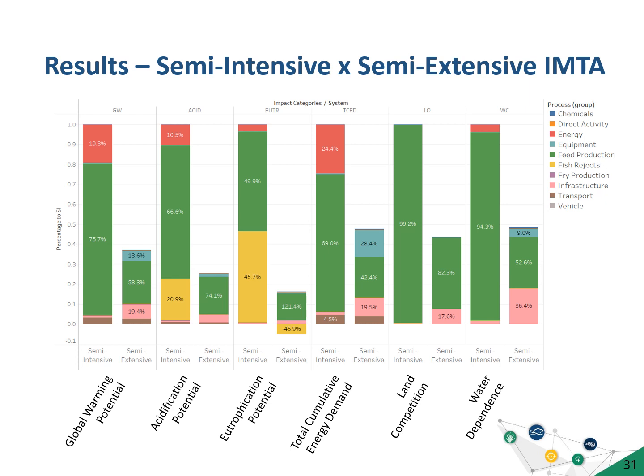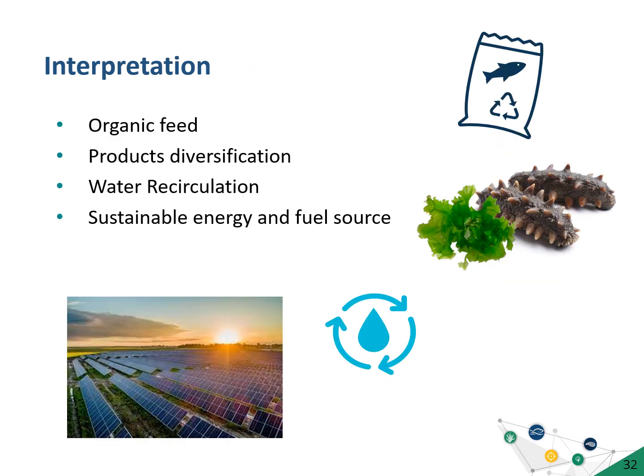In this second graph, we compare the semi-intensive with the semi-extensive systems. And we see that more extensive is better because the internal flows of the feed are also encouraging the systems. Then, with this analysis, we can suggest where we should concentrate our efforts to improve the system.